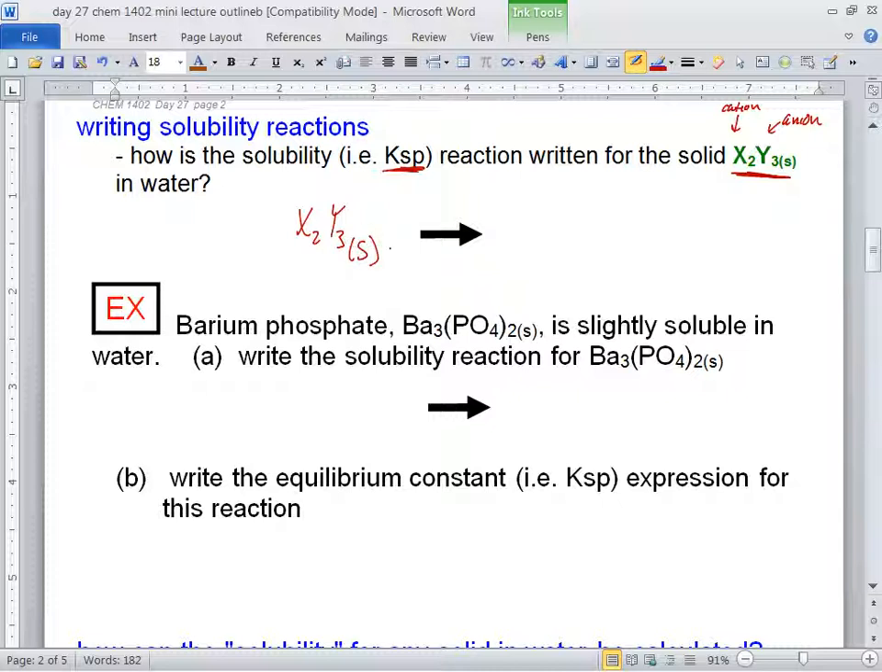Okay. Then the reactants, Kenneth, would be X positive 3. Keep going. Plus Y negative 2. It's close. What's he missing?